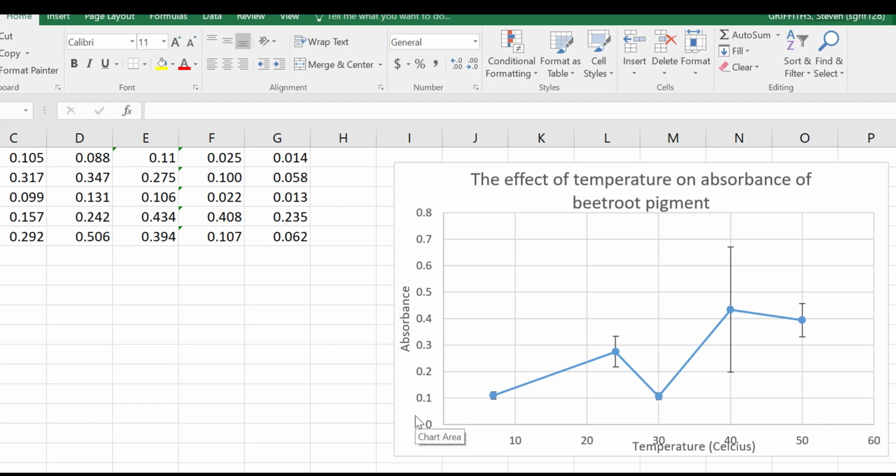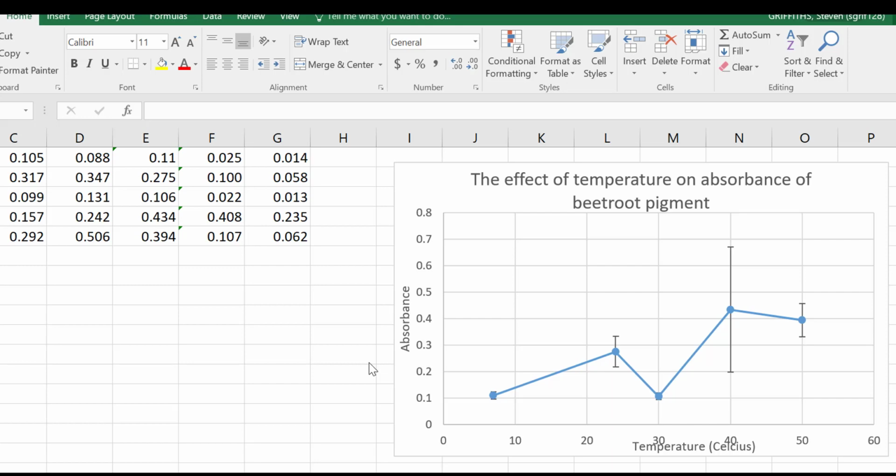The third thing to talk about is the size of the error bars. So these are the error bars. For the cold trial, which is about 7 degrees, and then at 30 degrees, the error bars are very, very small. The trials for room temperature and for 50 degrees are moderate in size, and there's a very, very large error bar for 40 degrees.